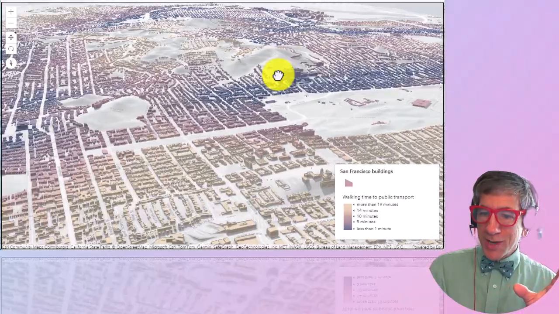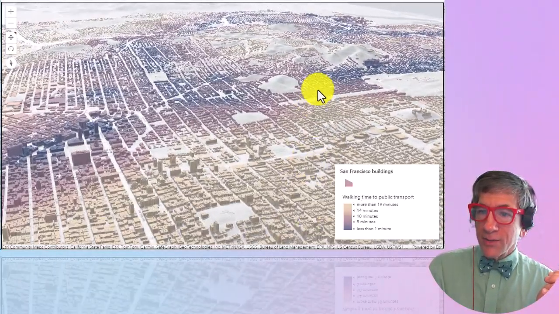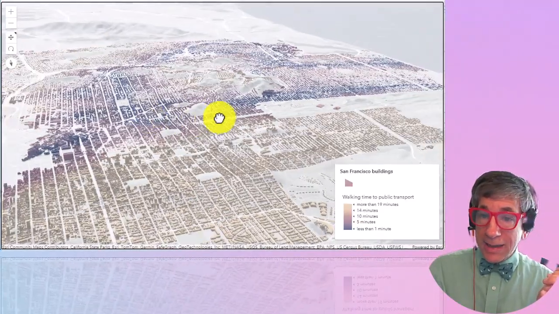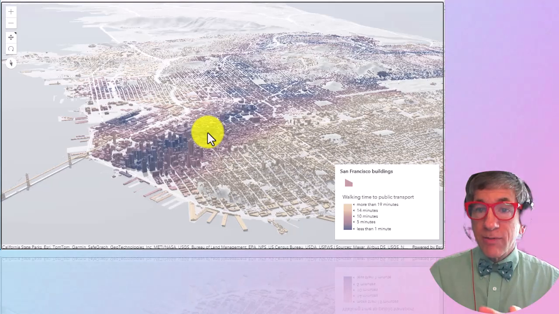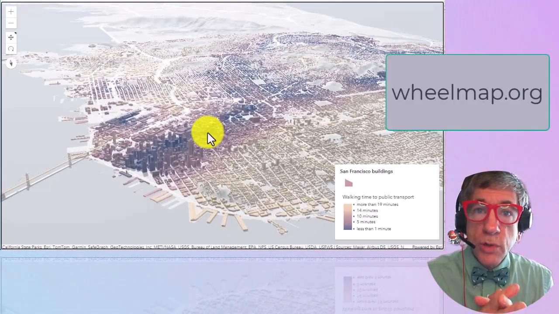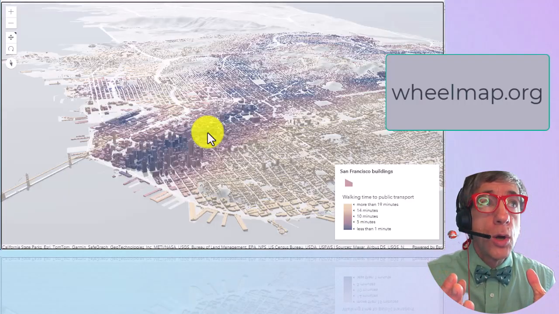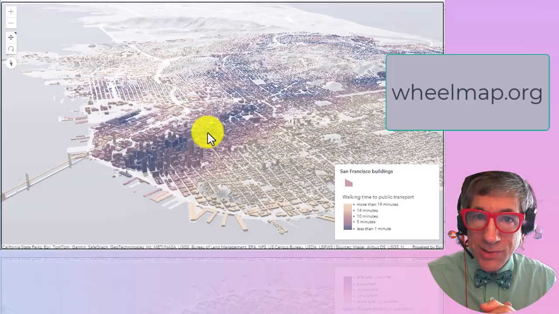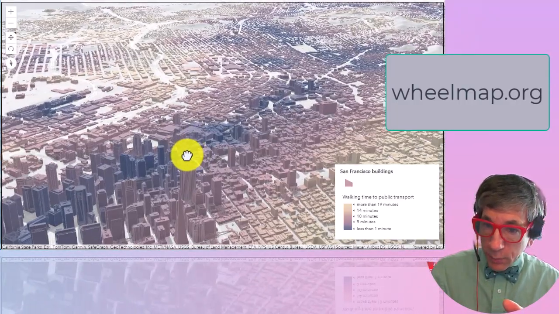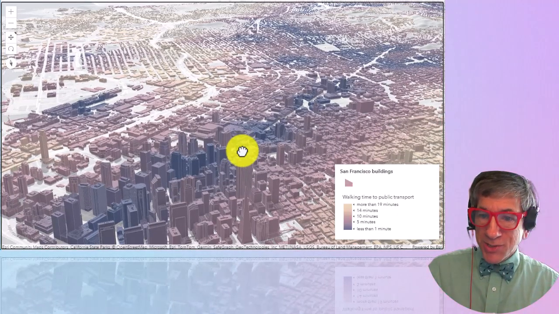You can also, of course, discuss the physical geography of San Francisco with these 3D Microsoft buildings that are overlaid on here. But I also have my students in an activity where I use this map. I have them look at wheelmap.org. It's a public crowdsourced map based on OpenStreetMap of wheelchair access. So if we considered mobility challenged people, how would that change the number of minutes to public transport?